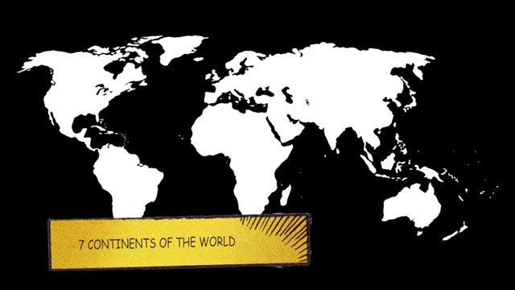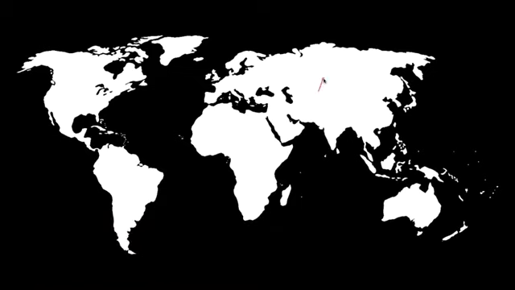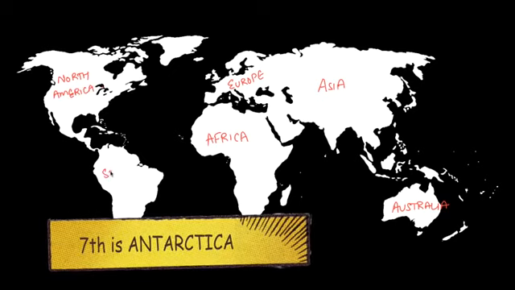Right, so first let us locate the continents quickly. So this is Asia, whereas this is Australia, this being Africa. Then we have Europe, North America, and South America.